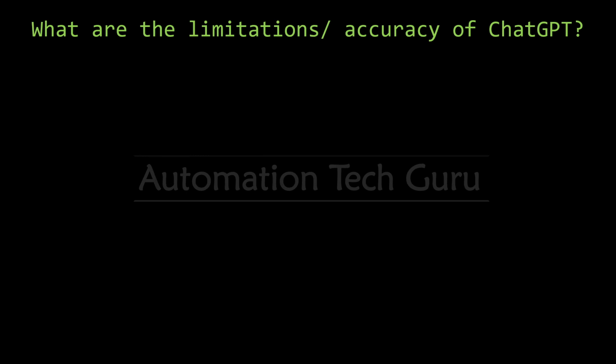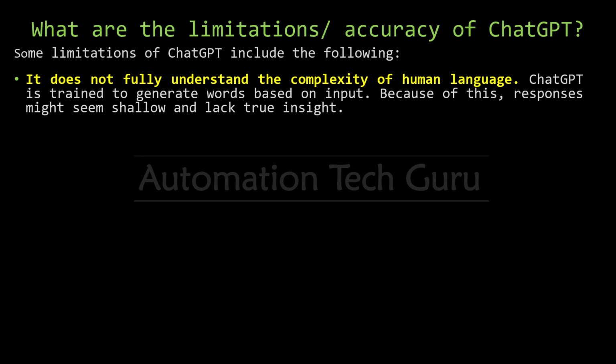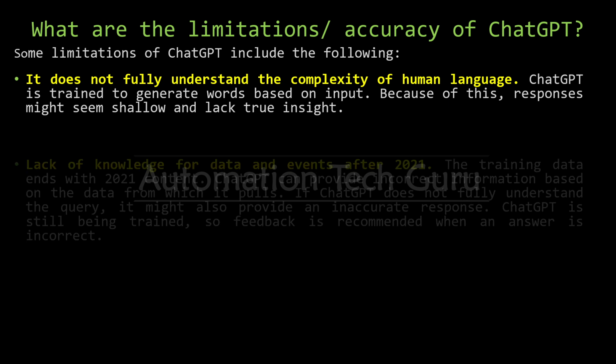What are the limitations or accuracy of ChatGPT? Some of the limitations of ChatGPT include the following: it does not fully understand the complexity of human language. ChatGPT is trained to generate words based on the input. Because of this, responses might seem shallow and lack true insight.